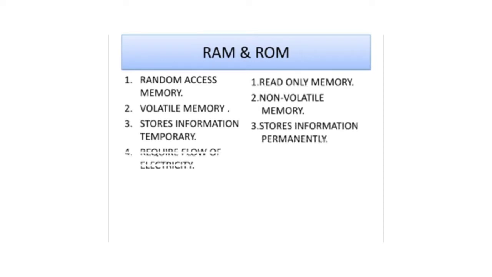Next is RAM. It requires a flow of electricity. RAM requires a flow of electricity to store data. Next, ROM. ROM does not require any flow of electricity. ROM does not depend on the flow of electricity. It only depends on the data which we are transferring onto our ROM. It depends on that only.